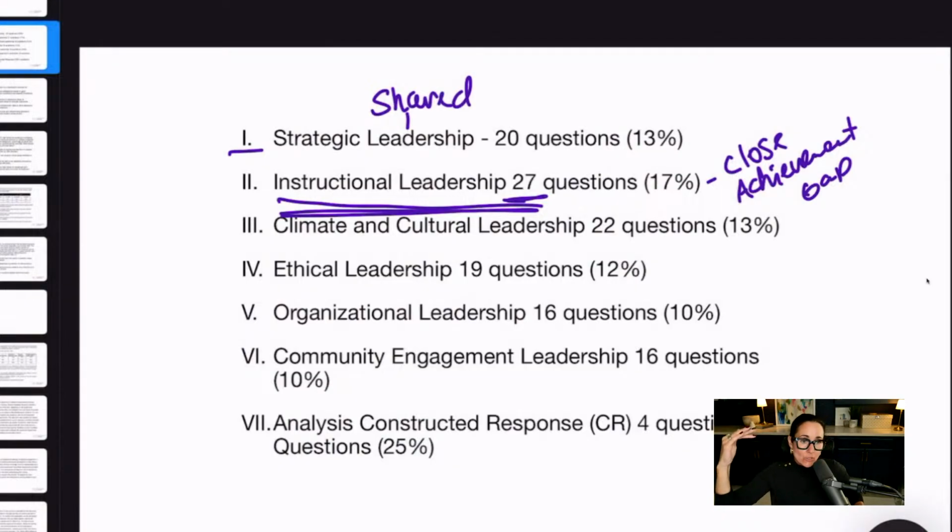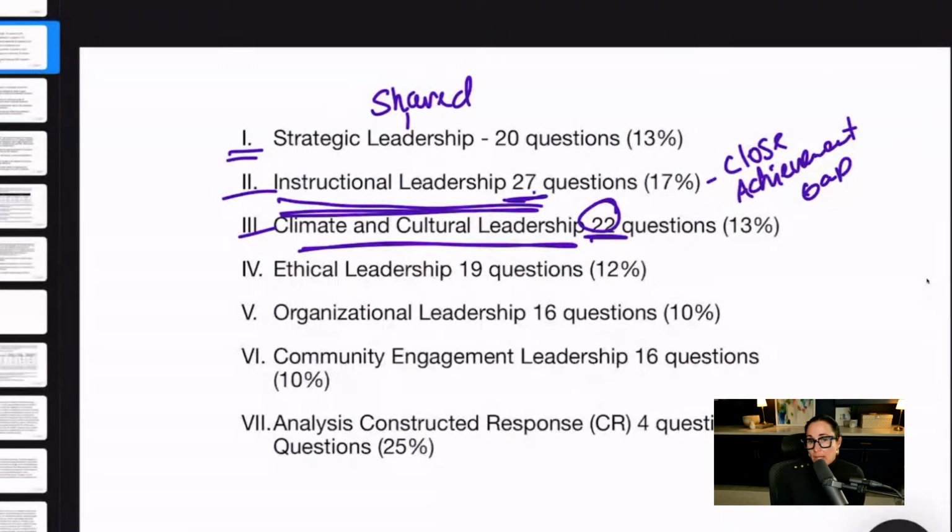But we as leaders are allocating resources, training our teachers, having building-wide initiatives that close that achievement gap. Again, we have all these other jobs we're doing throughout the day, but this is the most important job. This is why we're here. This is why teachers are here, to have students achieve. Right? Now, there's a lot that goes into that, but that's just the overall structure of that content category. Then climate and cultural leadership is also up there. Notice that content categories 1, 2, and 3 are all the biggest parts of the exam. We got 20 questions for strategic, 27 for instructional leadership, and 22 for climate and cultural leadership.